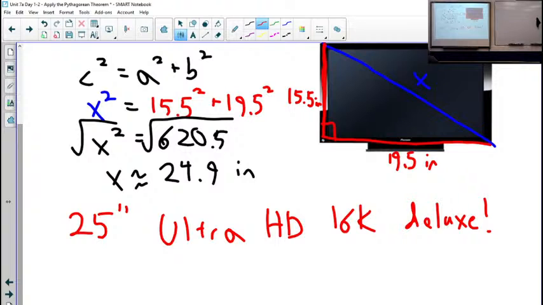Questions on that problem? So again, the key part of these is picking out where the hypotenuse is, because that determines what is going to go on the left side and what's going to go on the right side of the equation. That's the really important piece here.